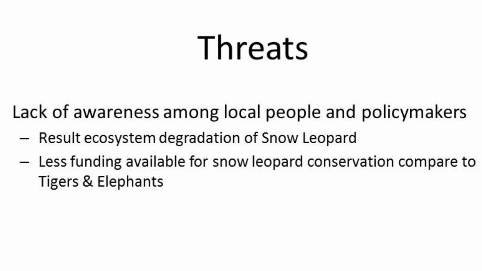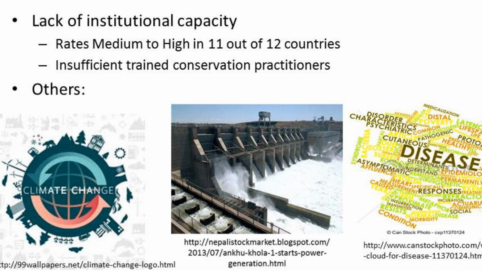Lack of institutional capacity has been rated as high or medium in 11 out of 12 countries. All of the snow leopard range countries report they have an insufficient number of trained conservation people at all levels, from frontline protected area staff to game managers and wildlife law enforcement personnel to research scientists. Moreover, even where conservation staff levels may be adequate, such as in scientific institutions, low funding limits their effectiveness.